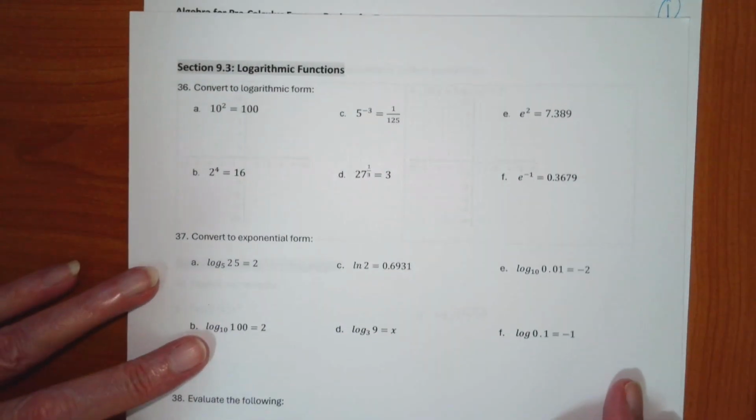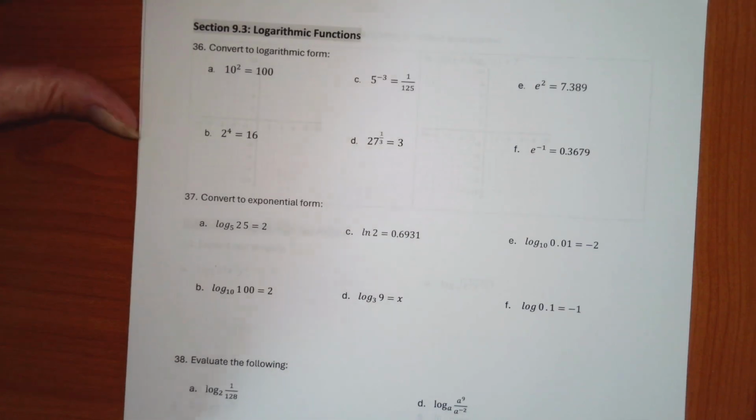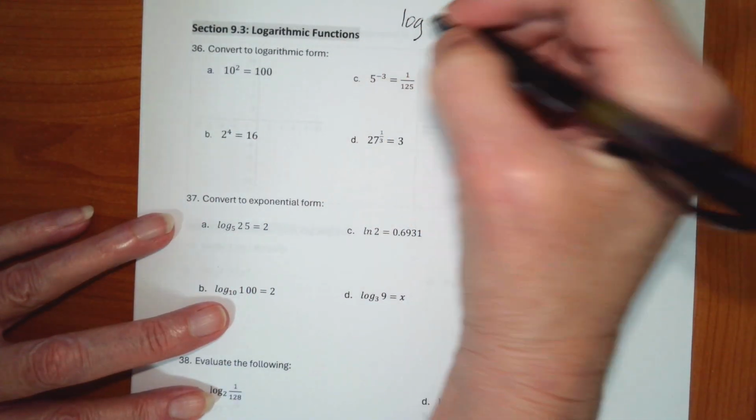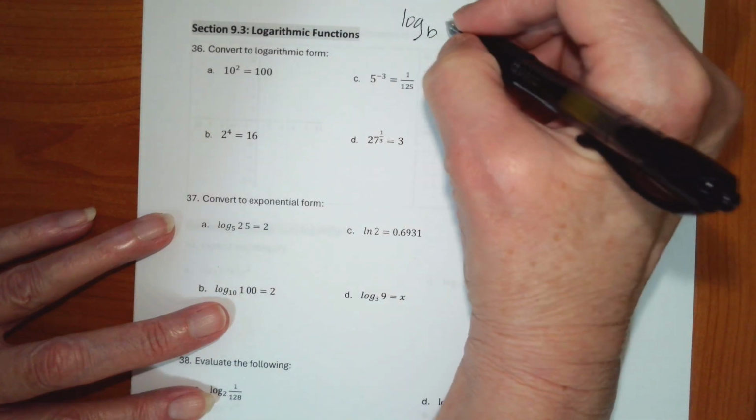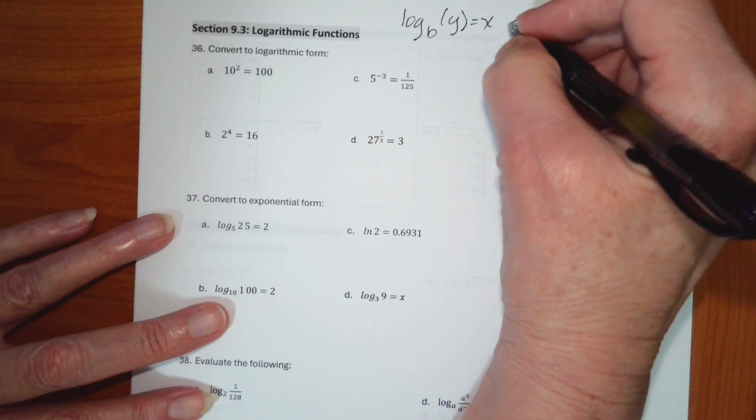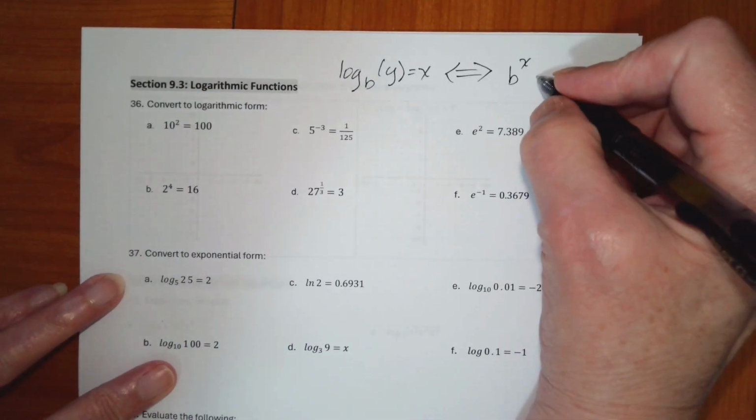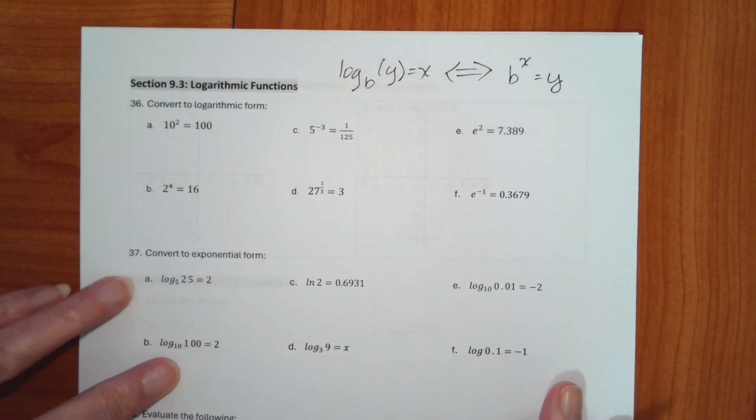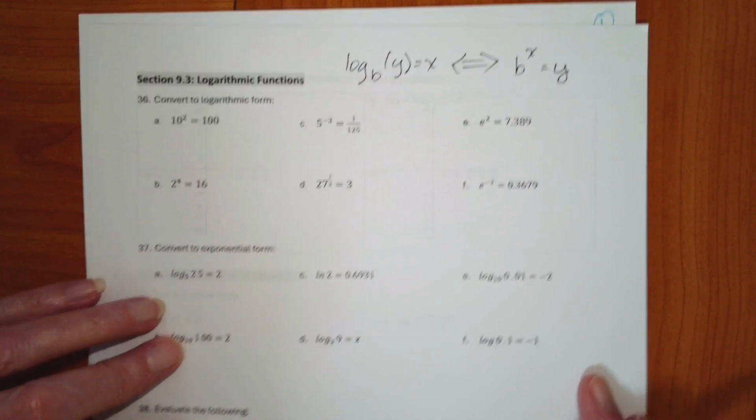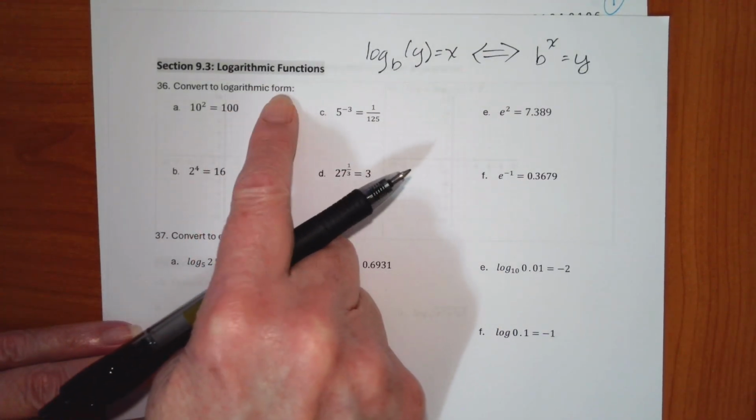Okay, if you're looking at 9.3 at log functions, the thing that you want to remember is that log base b of y is equal to x is the equivalent of saying b to the x is equal to y. So we can go back and forth between these two forms depending on what our needs are or what the question asks.